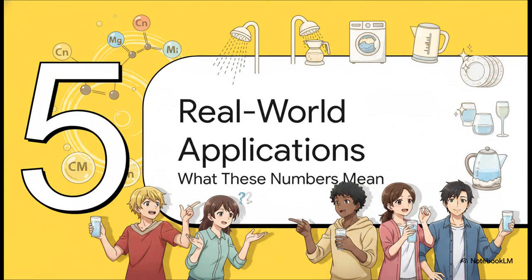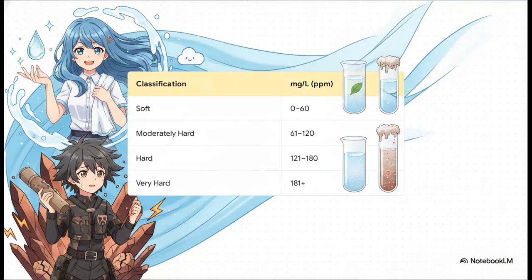Section 5. Real-world applications. What these numbers mean for you. Let's put those results into context using the official classification scale from the U.S. Geological Survey. Anything from 0 to 60 parts per million is officially classified as soft. So our RO water sample sitting at 9.2 ppm is safely, deeply in the soft category.